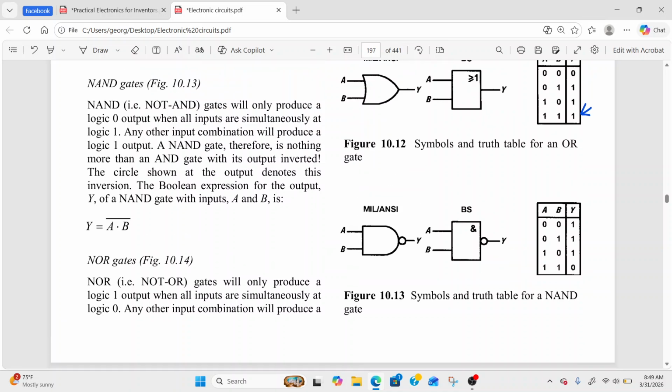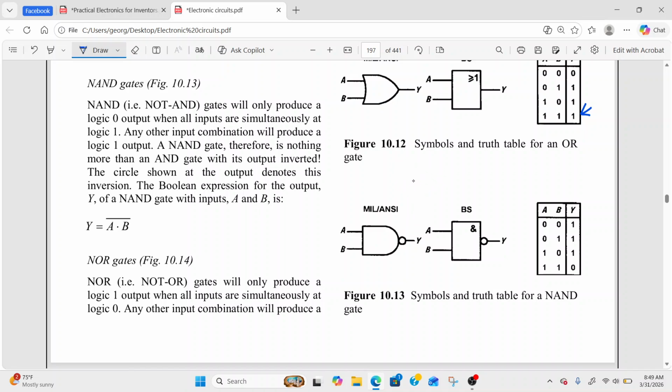Next is a NAND gate. This is the Boolean operation for a NAND gate. So the output is equal to the negation of the multiplication of its inputs. And notice the circle here at the output. It multiplies its inputs and then negates the output. So it's an AND gate, but the output is negated.